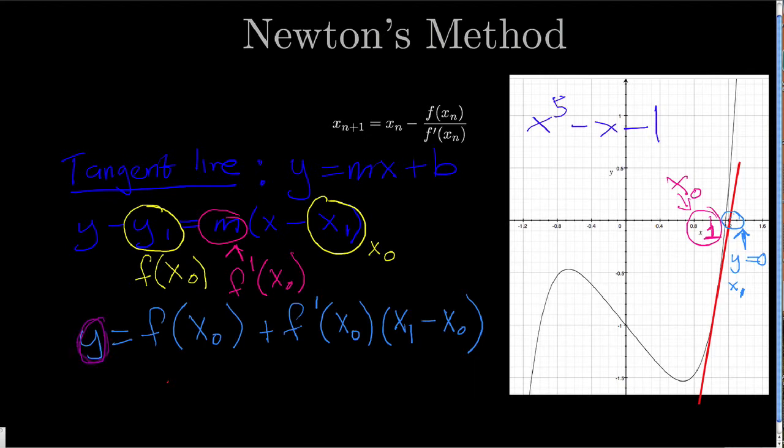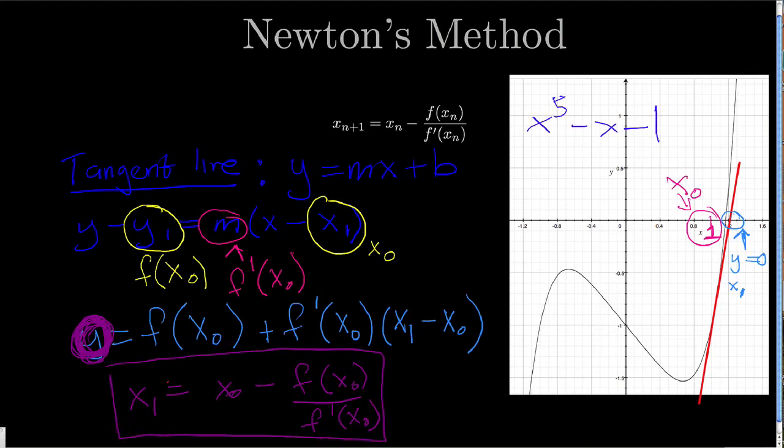And this guy right here is actually going to be 0, because now I'm looking for the x-intercept. And so if you solve for x sub 1 here, you would get x sub 0 minus f of x sub 0 over f prime of x sub 0, just by doing a little algebra. And so this is going to give you the next x value, and then obviously you just keep doing that for x sub 2.